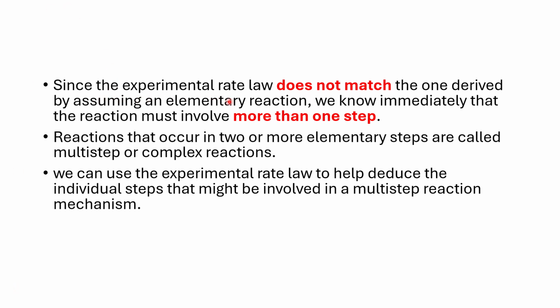Since the experimental rate law does not match the one derived by assuming an elementary reaction, we know immediately that the reaction must involve more than one step. Reactions that occur in two or more elementary steps, as I told you earlier, are called multi-step or complex reactions. We can use the experimental rate law to help deduce the individual steps that might be involved in a multi-step mechanism.